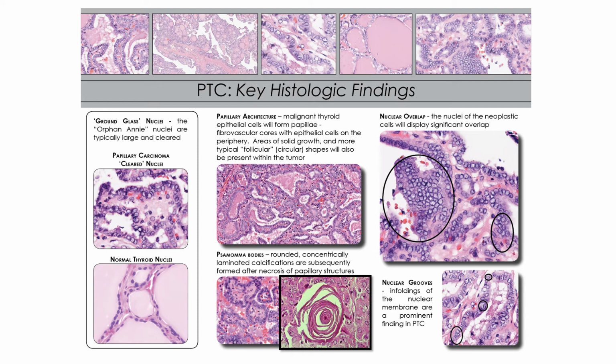Coming to the key histological features, as you can see, the clear nuclei, nuclear overlapping, and the enlarged nuclei, which are known as Orphan Annie eye nuclei, usually have a ground glass appearance, and intranuclear grooving is usually seen, and psammoma bodies are seen in around 20 to 30% of cases. So papillae are seen, but it is not a prerequisite for the diagnosis of papillary carcinoma. It is the nuclear features that clinch the diagnosis of papillary carcinoma.